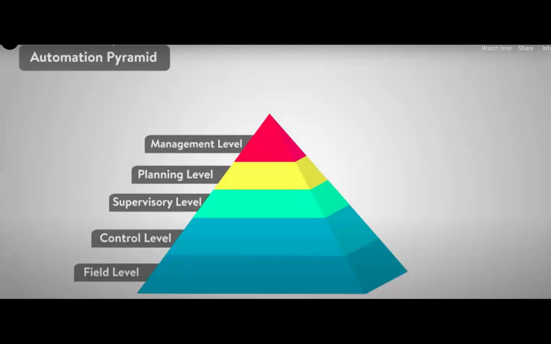So we can conclude that as you move up the pyramid, the next level is for controlling the field level. This is where the PLC and PID come in to control the devices at the field level.